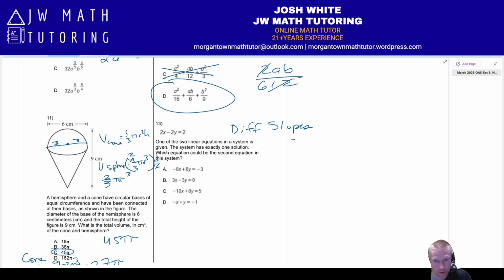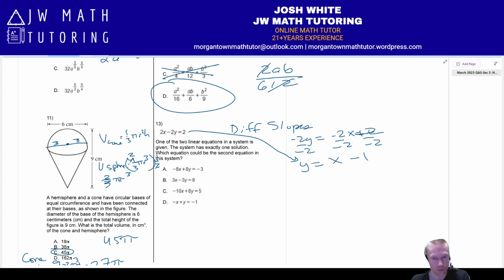So for example, the first one you get negative 2y equals negative 2x plus, that should be plus 2, and then divide by negative 2. So we get y equals x minus 1. That's, again, this equation right here in slope-intercept form. Then you could go through all these and see that basically 3 of them are going to have a slope of 1, and 1 of them is not going to have a slope of positive 1, and that one that does not have a slope of positive 1 will be the correct answer.